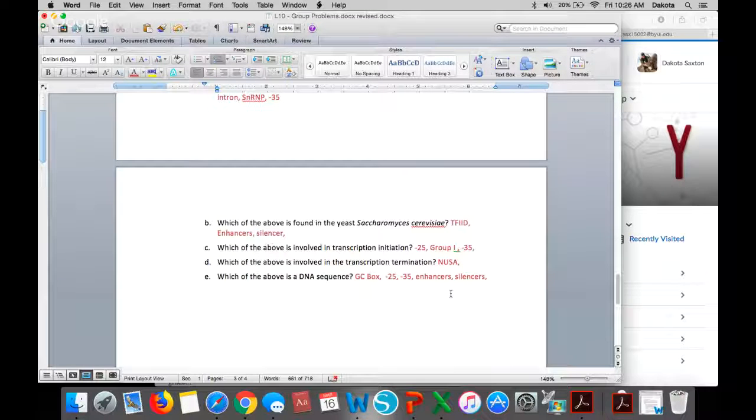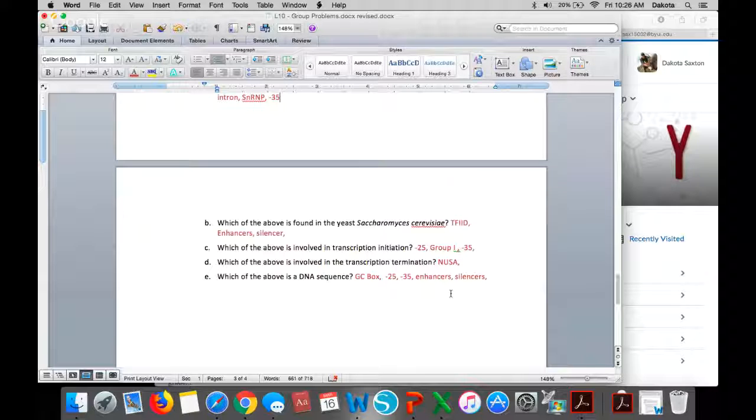And then C, we just went with negative 25, the group 1 intron, and then negative 35. We felt those were good. We didn't find anything else or ones that we could think of. And then D, we just used the NusA, which was involved in the transcription termination.